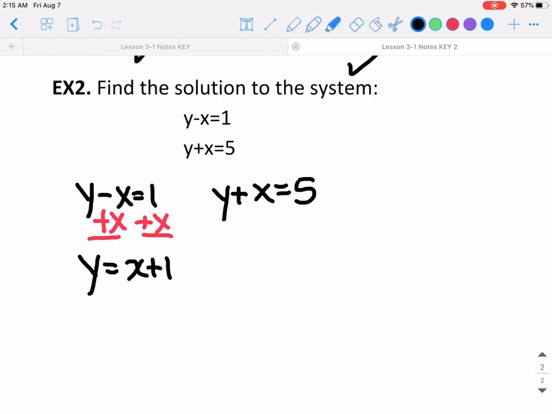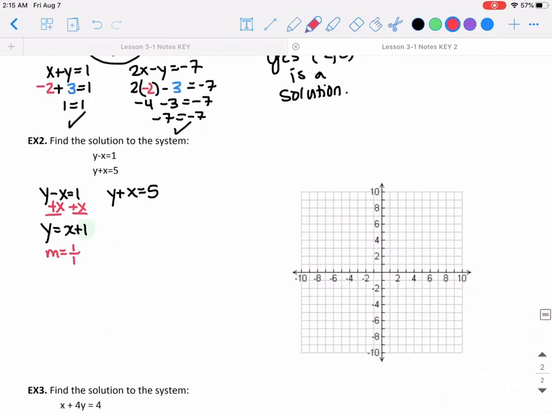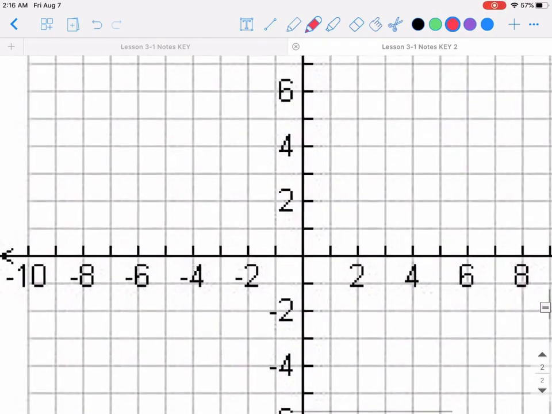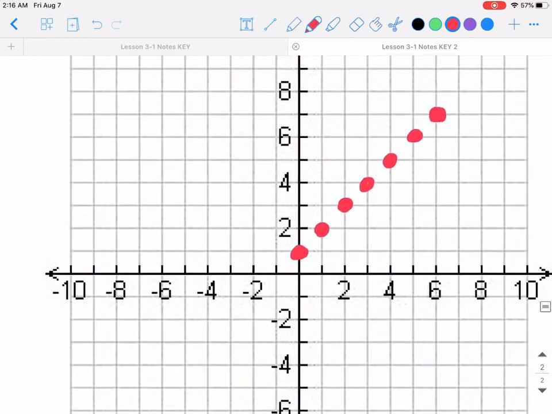That means my y-intercept is 1 and my slope is 1, which I can write as 1 over 1, which means I'm going up 1 to the right 1. So my y-intercept is 1, and I'm going up 1 to the right 1, up 1 to the right 1. Doing that, that should be enough. And then I can do it to the left. I would go to the left and down one, to the left one, down one, and so on. Continue that line.